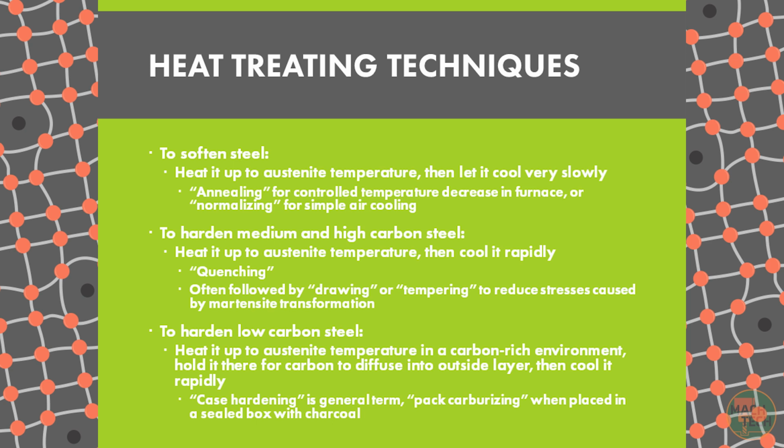On the other hand, if we want to harden the steel, and there's sufficient carbon in it to form martensite, then again we need to raise it up to the austenitizing temperature and then cool it quickly. We do this by quenching it or dunking it in some kind of fluid medium. It's usually water or oil. This is often followed by drawing or tempering to reduce stresses caused by martensite transformation. This involves raising the temperature of the steel back up to a temperature that's below the austenitizing temperature so no phase change will occur, maybe 400 to 1000 degrees Fahrenheit, and then holding it there for some length of time, perhaps an hour.